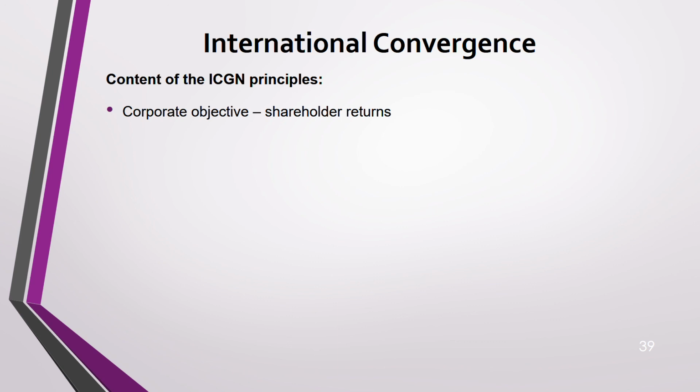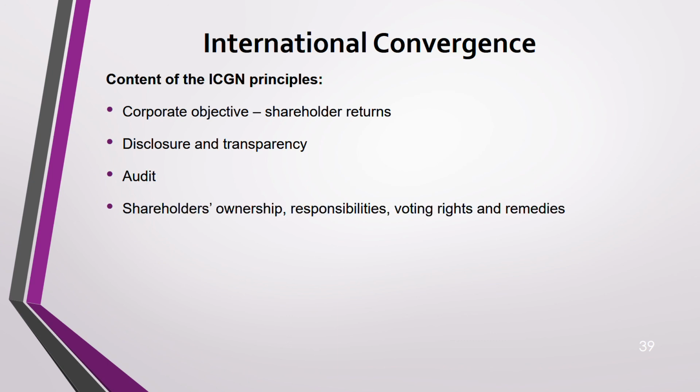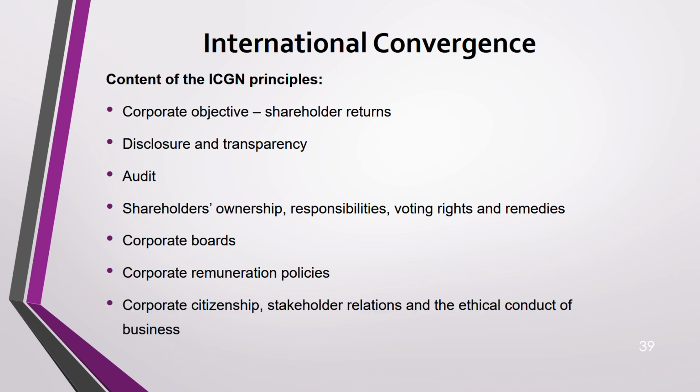Corporate objective. Okay. Shareholder return. Disclosure and transparency, similar to OECD. Audit. Audit was not there in OECD. Then shareholder ownership responsibilities, voting remedies. Corporate boards. Corporate remuneration policies. Corporate citizenship, stakeholder relations, and ethical conduct of business. If you see, this is more about ethics and corporate social responsibility, CSR, which is not there in OECD. Okay, because they talked about corporate citizenship.